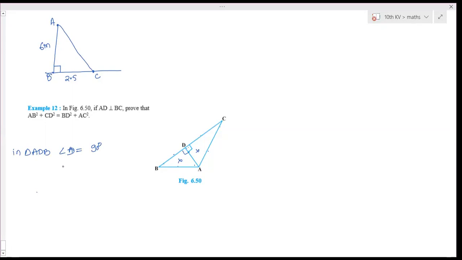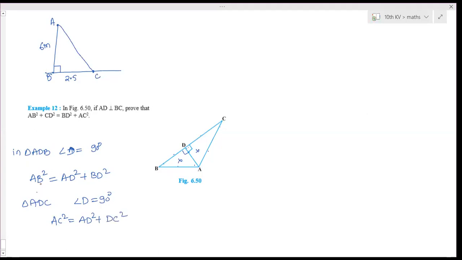Revati, can you tell which statement will come in triangle ADB according to Pythagoras theorem? Ma'am, AB square is equal to AD square plus DB square. Okay, BD square. Fine. And then in the second triangle ADC, AC square is equal to AD square plus DC square.